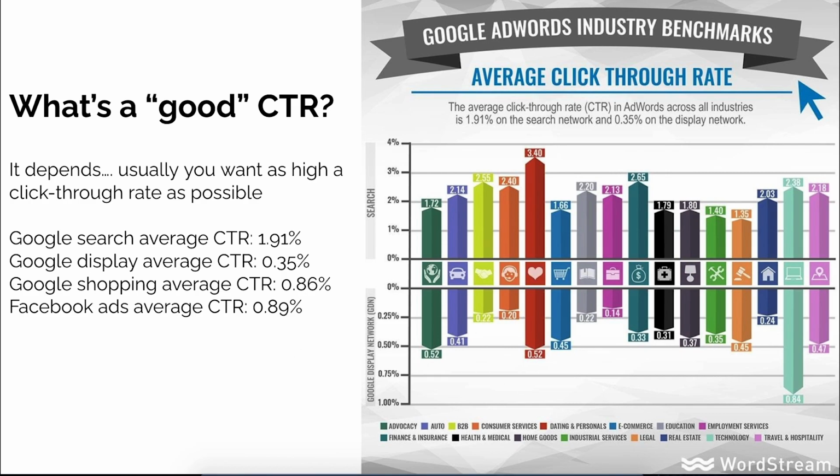Another thing to keep in mind is that you don't always want to be focusing on getting the highest click-through rate possible. The reason we see a higher average click-through rate on Google search, for example, is because Google search is typically intent-based, meaning that people are actively searching for our product or services. On Facebook or the Google display network, however, we're typically looking to build awareness, so it's much harder to achieve a high click-through rate. At the end of the day though, it all depends on the industry that we're in and what we're trying to achieve with our ad.